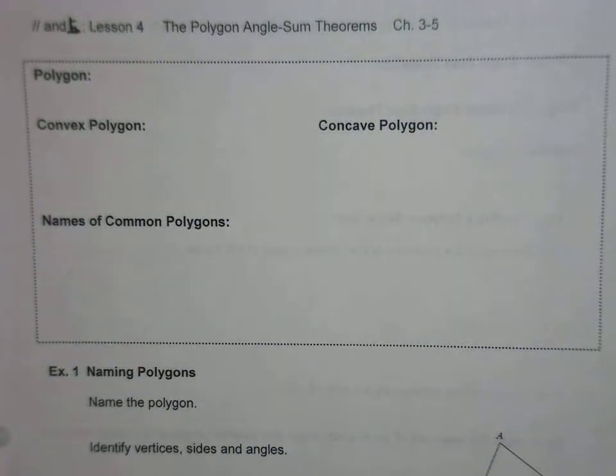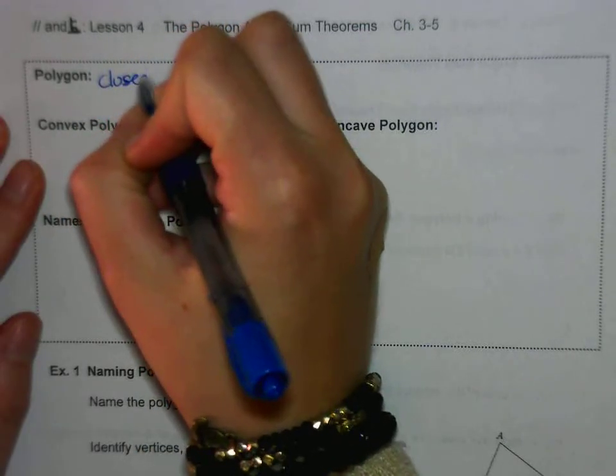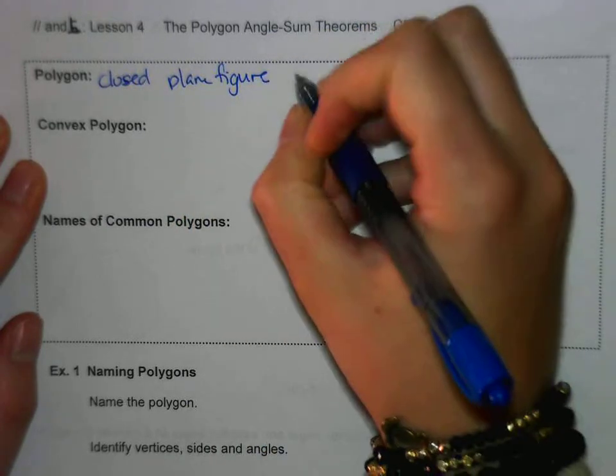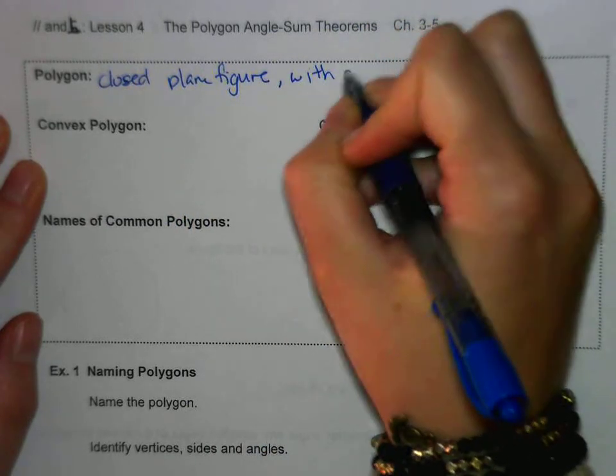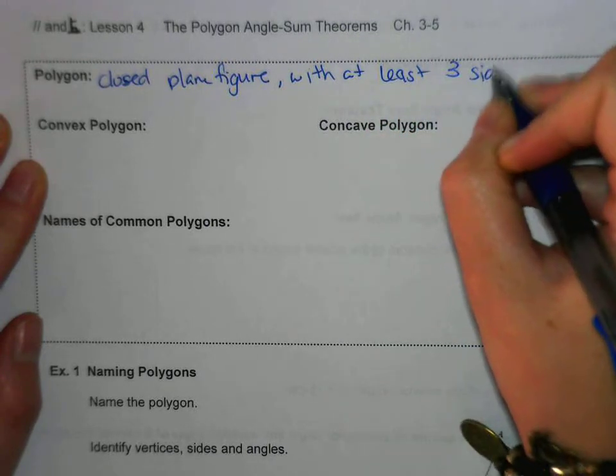Today we're going to be looking at the polygon angle sum theorem. So a polygon is a closed plane figure, so it's two-dimensional, with at least 3 sides that are segments.